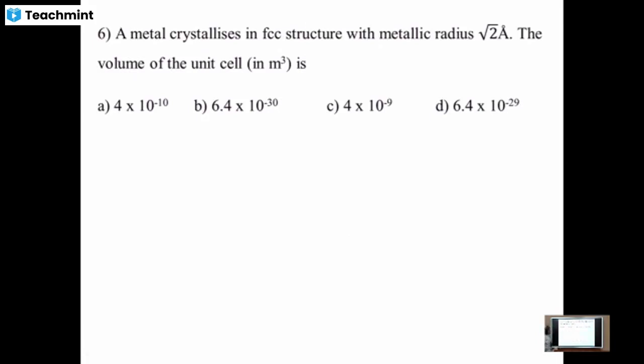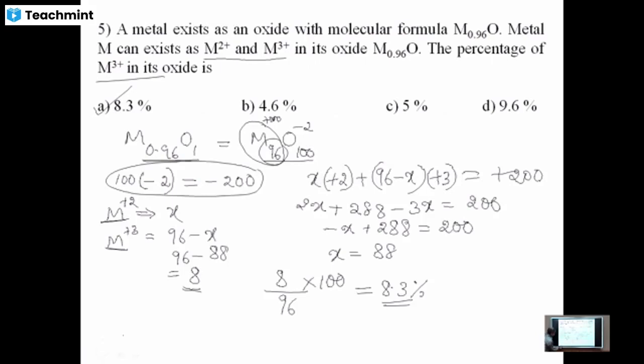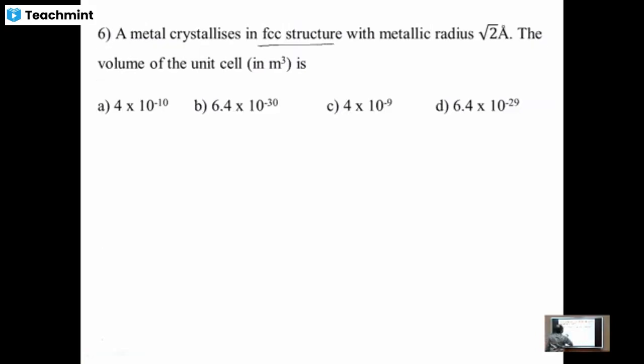Next question. A metal crystallizes in FCC structure with the metallic radius root 2 angstrom. The volume of the unit cell in meter cube is? What is given? Crystallizes in the FCC structure with the metallic radius r. r is equal to root 2 angstrom, nothing but root 2 into 10 to the power of minus 10 meter. We have to calculate volume of the unit cell.